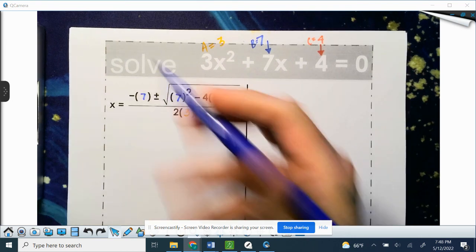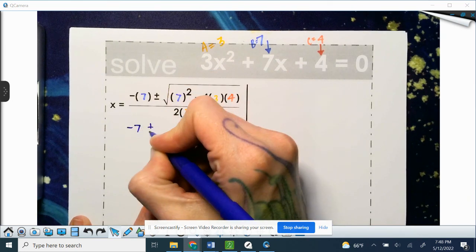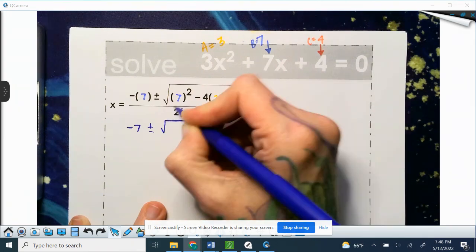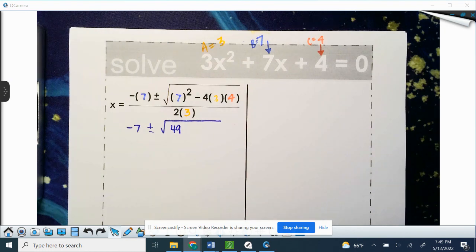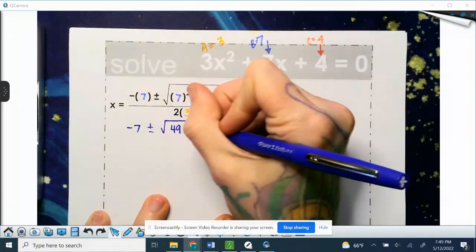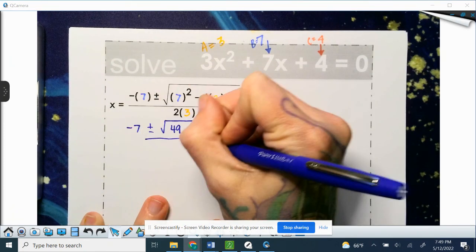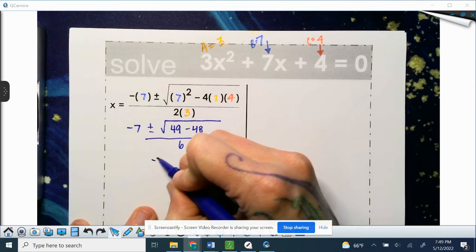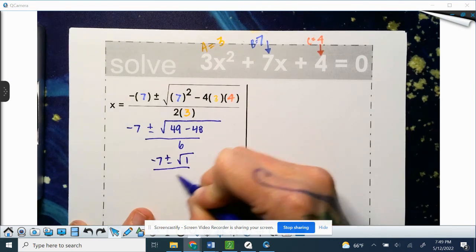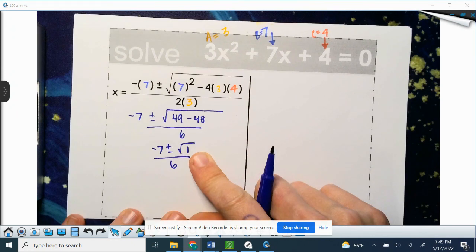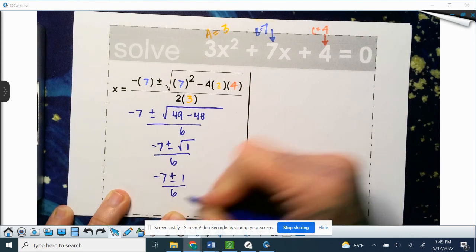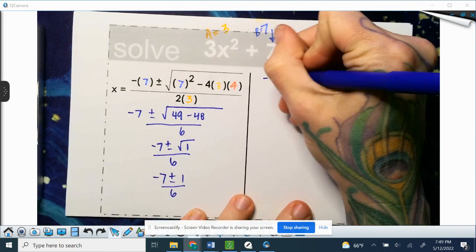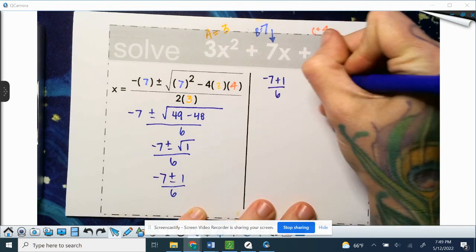So negative 7 plus or minus 7 squared is 49. Negative 4 times 3 is a negative 12. And then negative 12 times 4 is going to give us 48. So negative 48 all over 6. 49 minus 48 is going to be negative 7 plus or minus the square root of 1 all over 6. The square root of 1 is 1 because 1 times 1 gives me 1. So it's negative 7 plus or minus 1 over 6. That plus or minus means, again, we're going to do it twice. You have to do it with a plus, so negative 7 plus 1 over 6, and negative 7 minus 1 over 6.